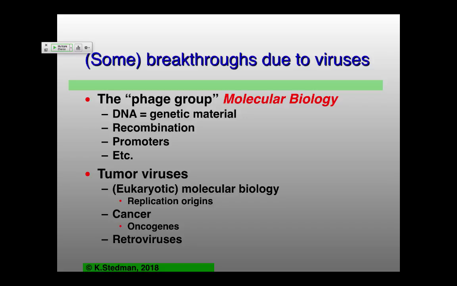They used viruses, particularly bacterial viruses, to show that DNA was the genetic material, that recombination happened, that we had promoters, et cetera. In terms of eukaryotic molecular biology, particularly tumor viruses, and we'll talk about tumor viruses later on in the term, they were used to understand replication origins. And I think even in the molecular biology course last term, we talked about the helicase that's important in replication.